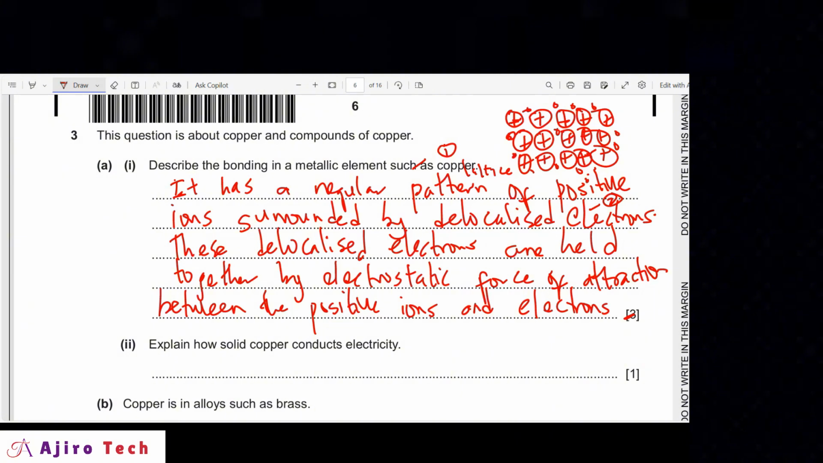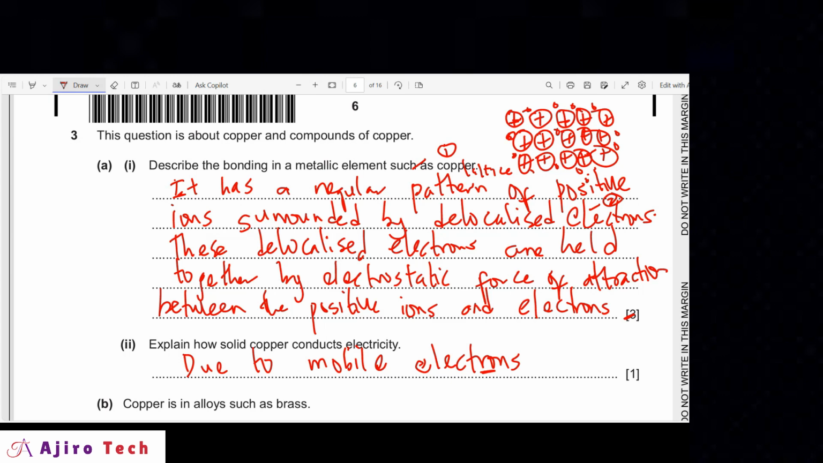Explain how solid copper conducts electricity. Of course, you know that they conduct electricity due to mobile electrons. Now, do not make the mistake of saying that they conduct electricity due to mobile ions. That's wrong because there are no ions here, okay? They are electrons. The electrons are mobile. That is why they conduct electricity.